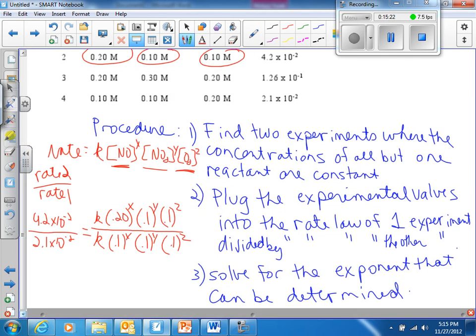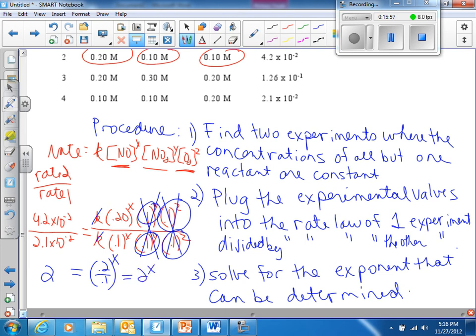Hopefully you can see some things cancel out here. It works out very beautifully. The 0.1s cancel, because I had 0.1 to the y over 0.1 to the y, that cancels out. 0.1 to the z over 0.1 to the z, that cancels out. And the k's cancel. All right, left side. This is just equal to 2. 2 is equal to, now I can simplify this. I can bring these together because they were both raised to the x. And that is 2 to the x. So I now know x is 1. How beautiful.